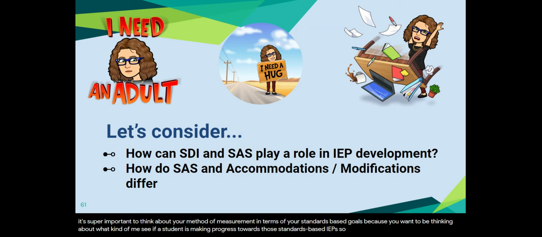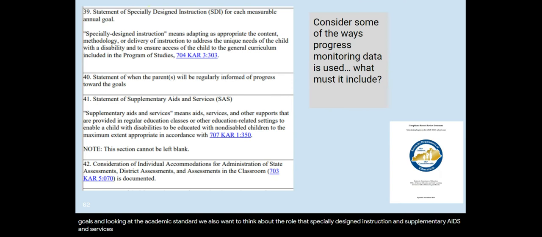So as we think about those standards-based goals and looking at the academic standards, we also want to think about the role that specially designed instruction and supplementary aids and services play. And we want to make sure that we're choosing wisely. If we choose a specially designed instruction like explicit instruction in letter sounds, then that's the expectation for teaching for that student for that goal. So however you are going to teach it, you need to list that as the specially designed instruction. I would not think of this as a virtual shopping cart where you're just going to throw in every possible way you could teach the skill, but rather what's the targeted intervention you're going to use to support the student.